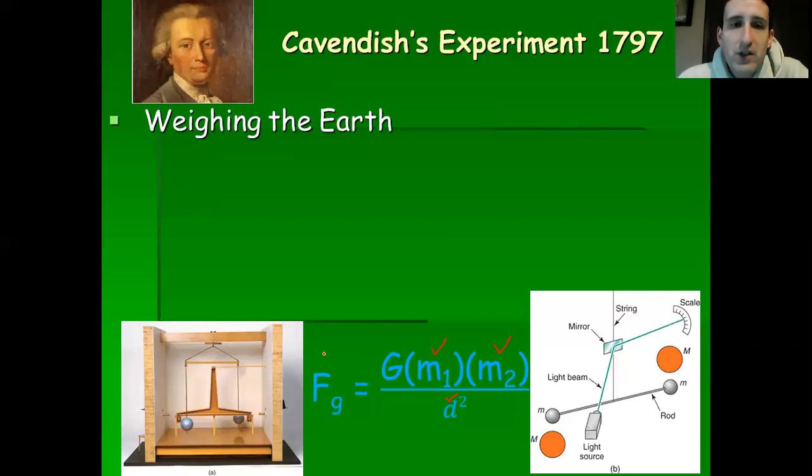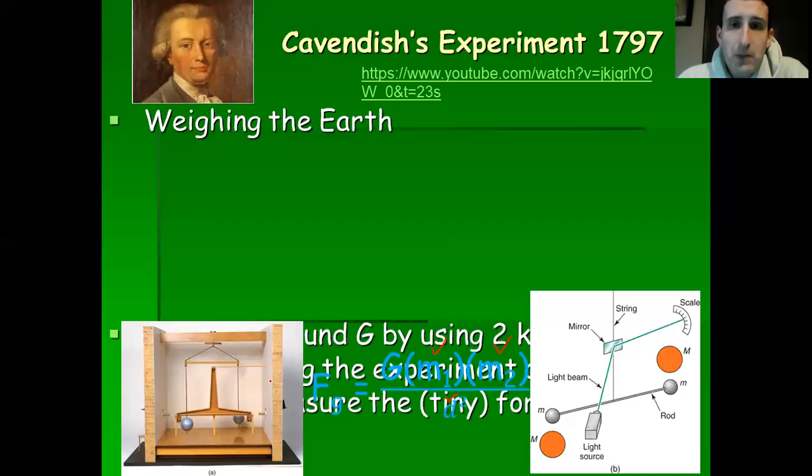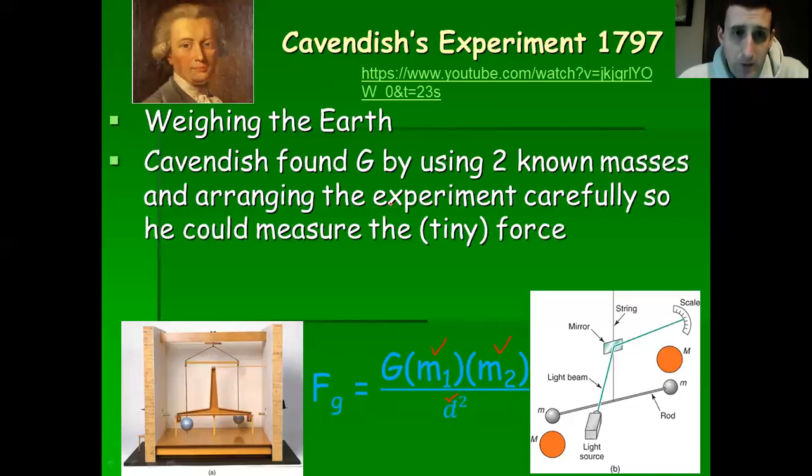Now, Cavendish's approach was to use two small objects, figure out the force between them, then he could solve for big G. And once he had big G, then he could go back and find the mass of the Earth, which is what he was interested in. So he did this with a very complex apparatus. Here's a picture of what he attempted to do. He had this built inside of a room, inside of a box.